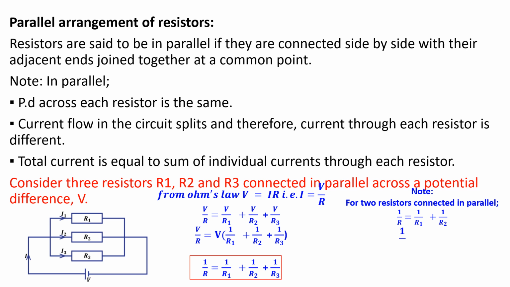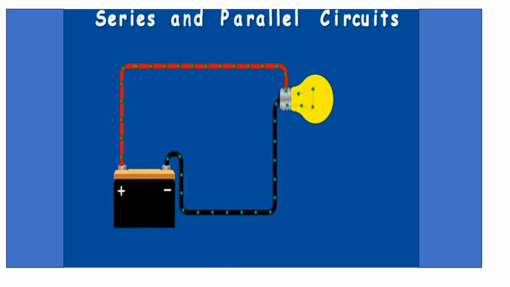Note, for 2 resistors, of course that's an obvious thing, you'll get 1 over R1 plus 1 over R2, to take the LCM. Our effective resistance is product over sum of those 2 resistors. So to summarize everything on series and parallel circuits, let's just watch this video.